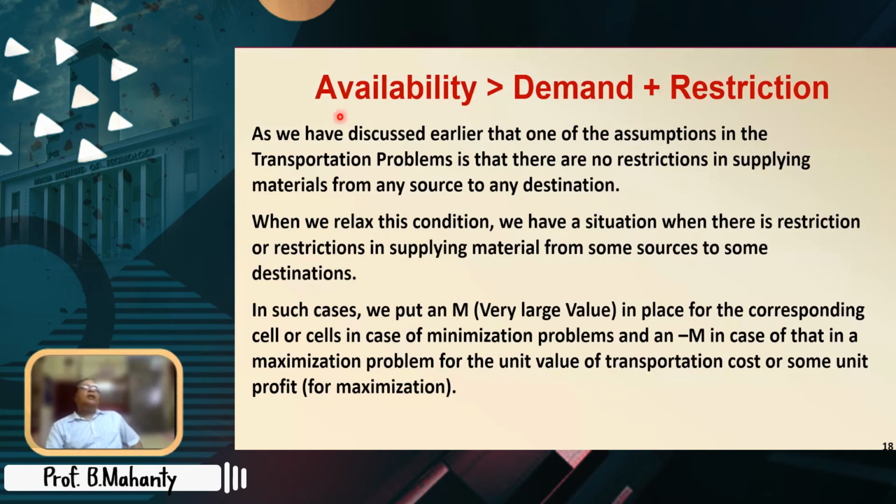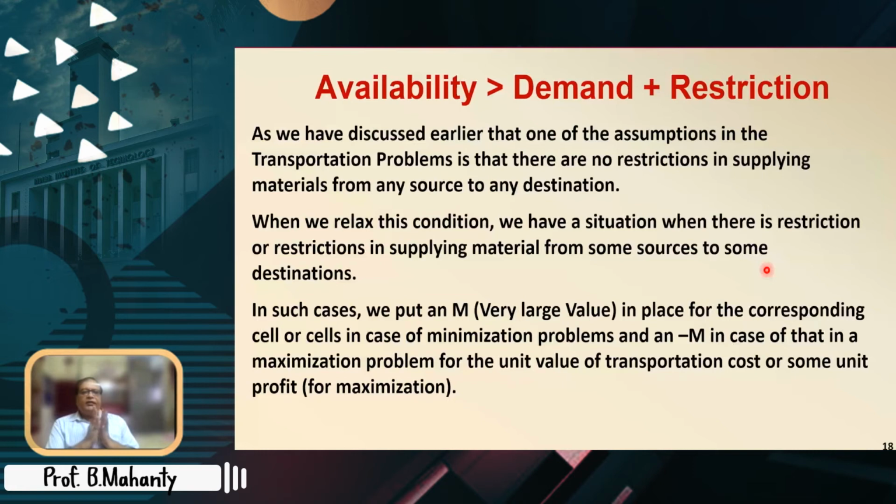Now we are taking up the second problem, where we have availability greater than demand, but there is also a restriction. So as we have discussed earlier, one of the assumptions in the transportation problem is there are no restrictions in supplying materials from any source to any destination. But if you relax that condition, then there could be restriction or restrictions, not one, but more than that. So what we put? We put an M for a minimization problem and -M for a maximization problem. So M is a very large value near to infinity.